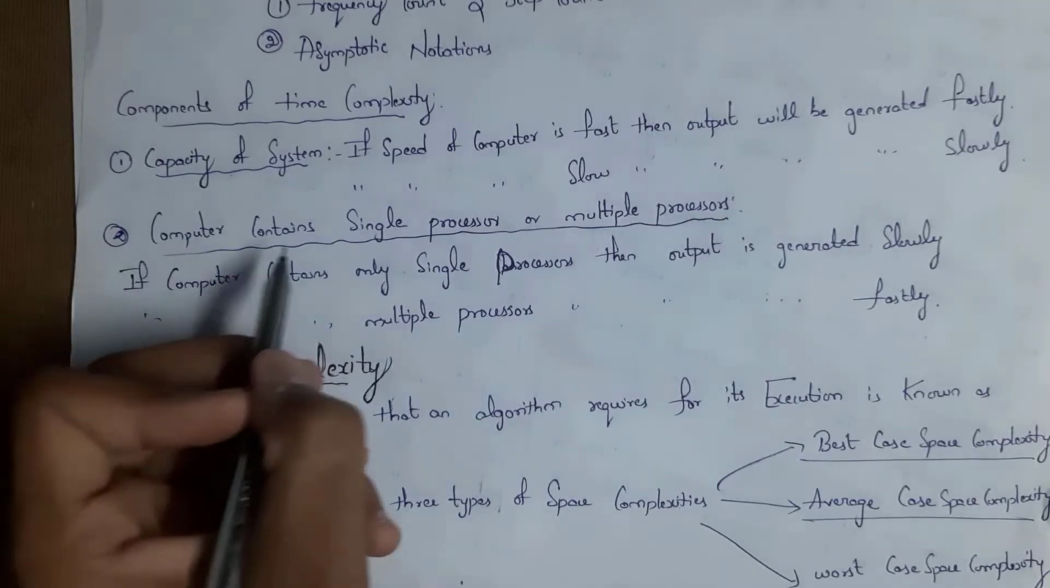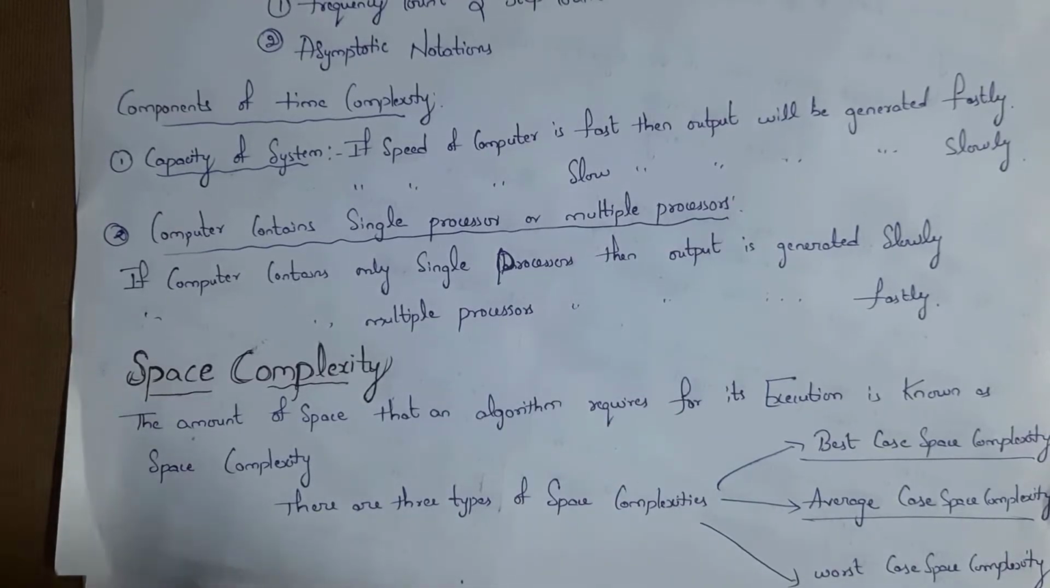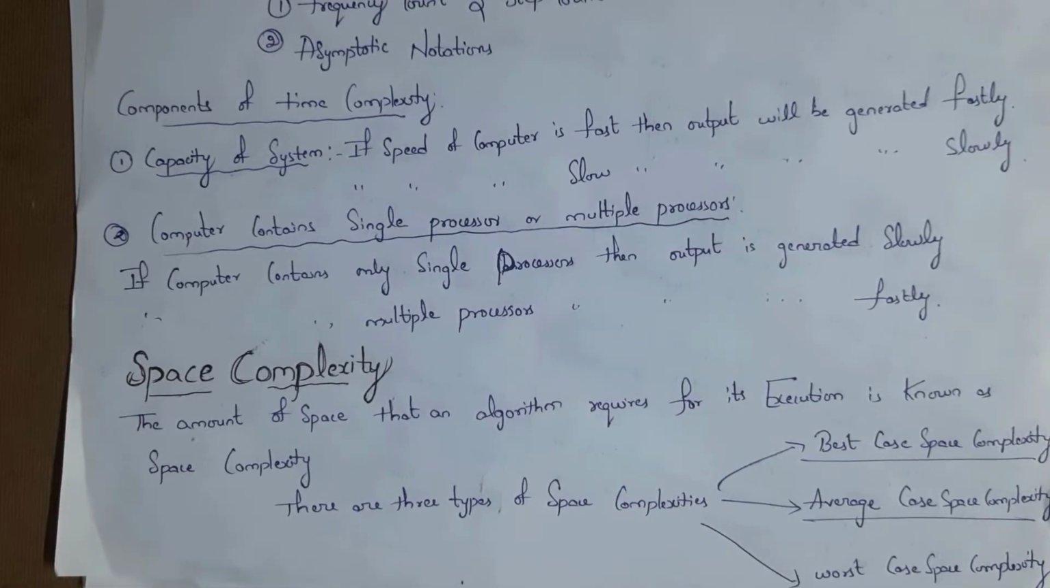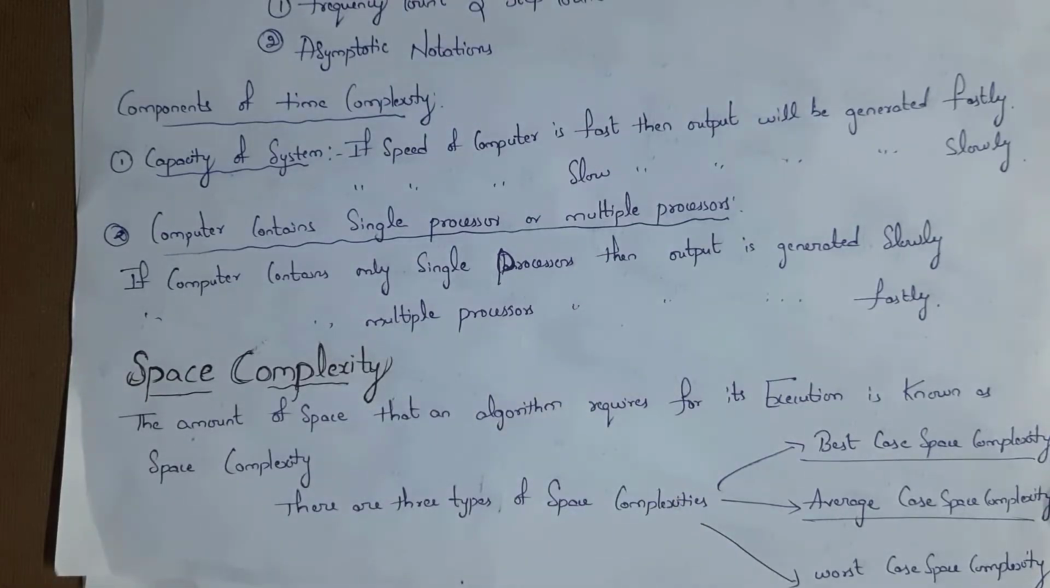Second one is computer containing single processor or multiple processors. If computer contains only one processor, that is only single processor, then output is generated slowly, but if computer contains multiple processors, then output is generated fast. These are the two components of time complexity.